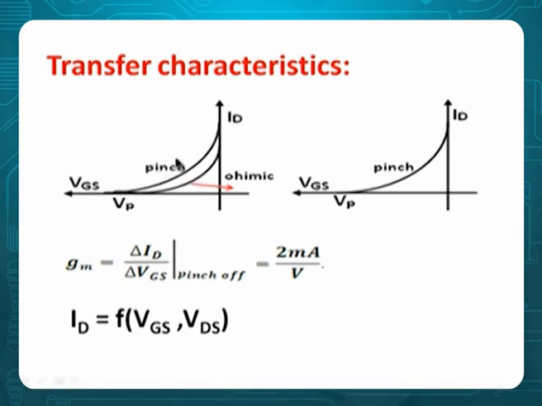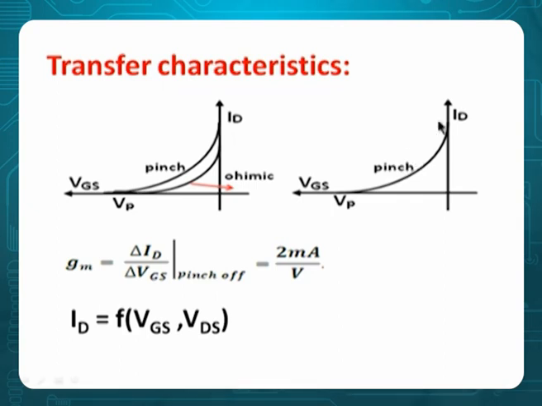That means take VDS pinch off, draw for VGS, ID. Take VDS ohmic, draw for VDS and ID. You will get two different characteristics, but both should overlap at the same point because VP is fixed for a given device. In spite of it, if you take all values of VDS in the pinch off, you'll get only one curve. That means they'll overlap. So this is better. This is better than this.